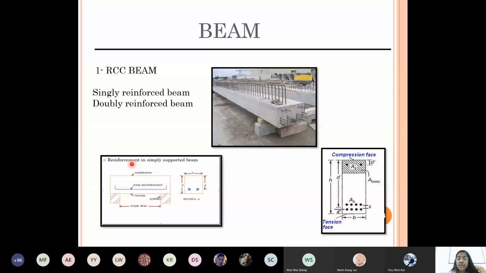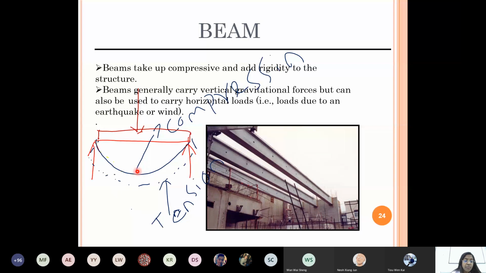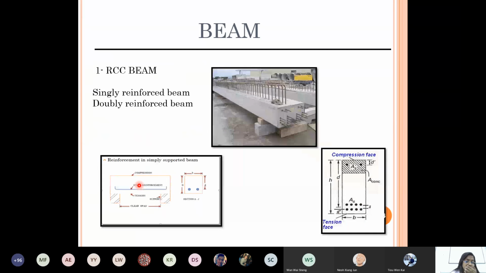I'll show some examples later. Here also you can see, just now I explained. RCC beam, singly reinforced and doubly reinforced. Just now I showed you the picture. The top member is in compression. The bottom member is subjected to tension loading. That's what is written here. So this member is designed as a singly reinforced beam, because the reinforcement is found at the bottom only. This is the support, and you can see the steel bar only at the bottom to take only tensile load.